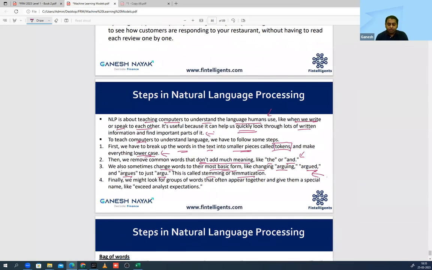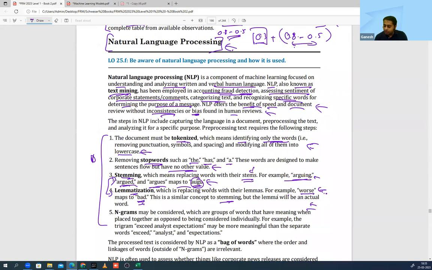And finally, we might look for a group of words that might appear together and give them a special name. जैसे for example दिख रहा है ये एक token है. This is first token, second token, third token. Each word, and when you club these words, it means something. Going market, ये दो word, मतलब I'm going to market. Likewise, and that logic I will have to club, and this is also happening over here.